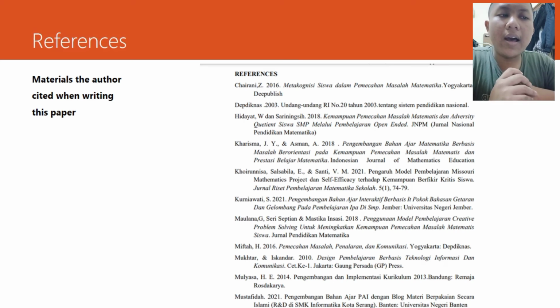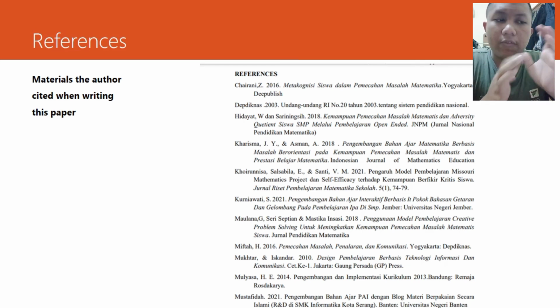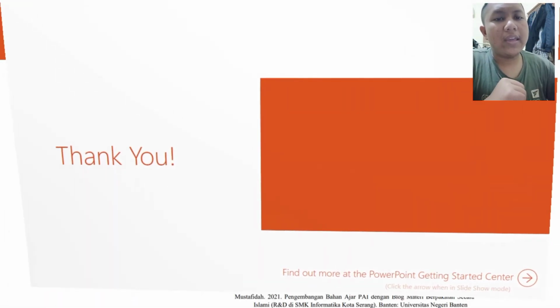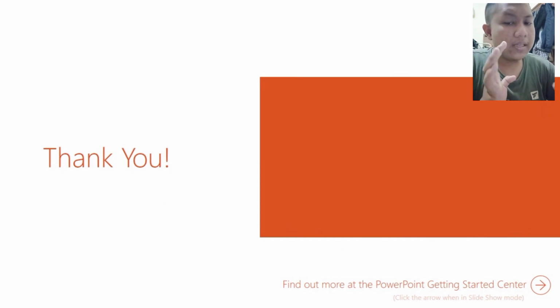The author has maybe researched 22 references, either the book or the article. They have 22 or 23 references from books and other research, and also articles and scientific papers. Okay, that was the last and final part.